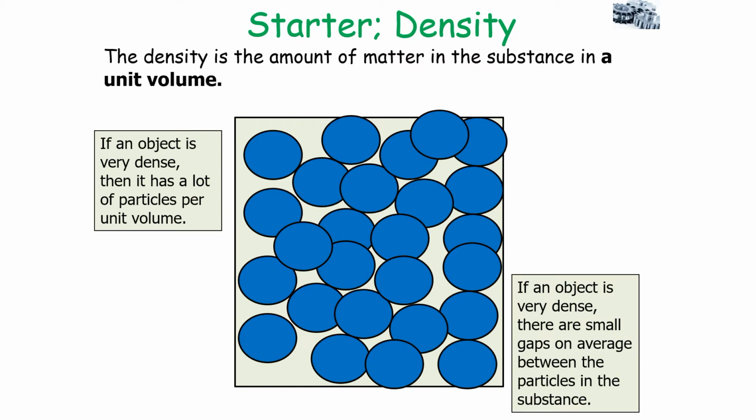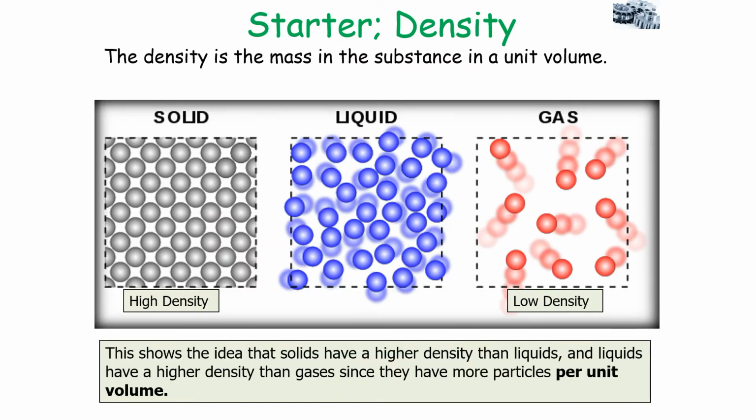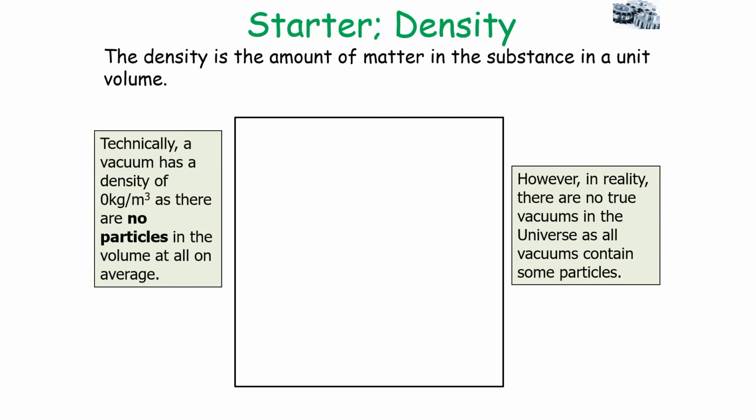So as we said before, we've got this idea of a dense object and of a not very dense object. So this tells us that solids have a high density and gases have a low density. So in solids, there is not much space between the particles per unit volume, but there is in a gas. So in a gas the particles are more spread out per unit volume, in solids they are not very spread out per unit volume. Now technically a vacuum has a density of 0 kilogram per meters cubed, as there are no particles in the volume at all on average.